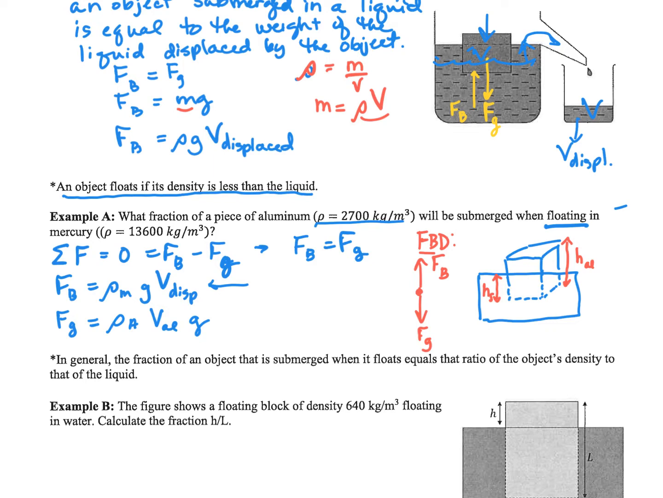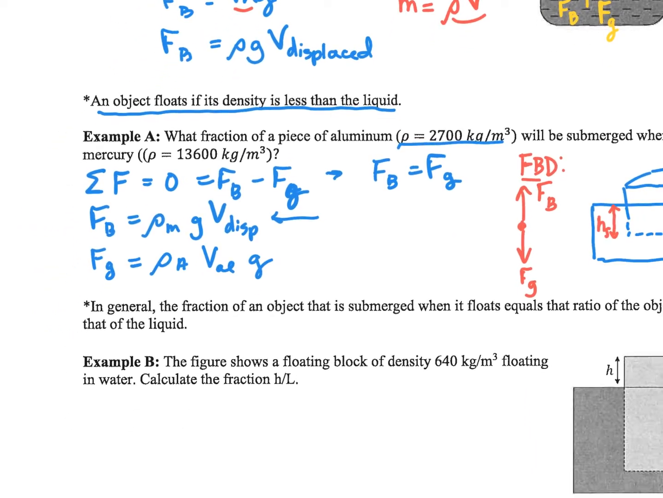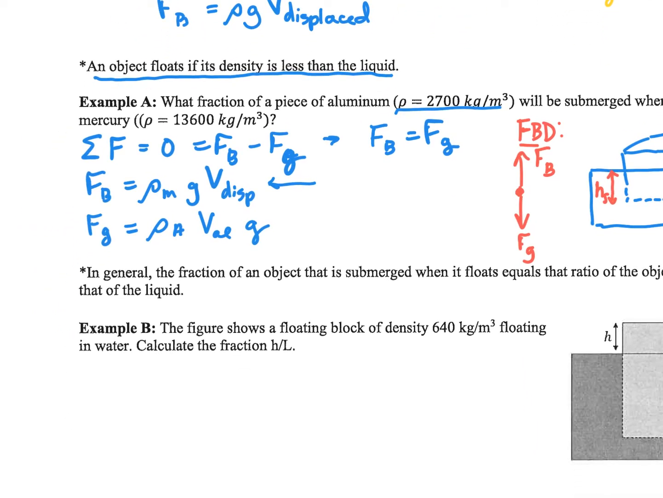All right, so now we got to figure this out. So let's figure out what's going on. So what do we do now? We set those equal. What do you notice about gravity? They can cancel out. Gravity is going to cancel out. Okay.